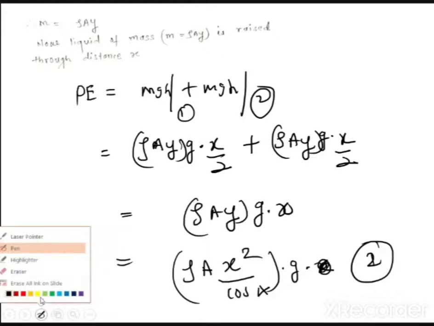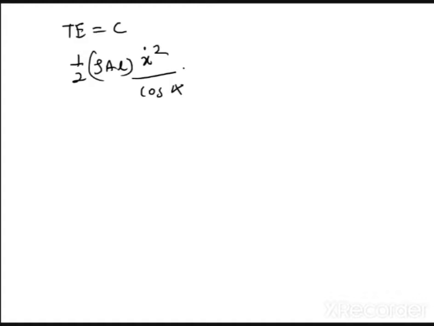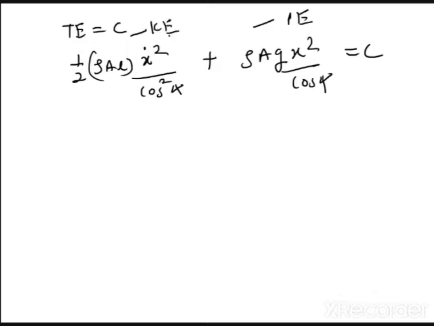Now, once you have calculated this, what is the next step? Total energy of a system is equal to constant. Now, what is kinetic energy? Half rho A L x dot square upon cos square alpha, plus rho A g x square upon cos alpha is equal to C. So this is potential energy and this is kinetic energy which I have calculated, right? So what is the next step? Differentiate. By differentiating, we will see what answer we are getting.